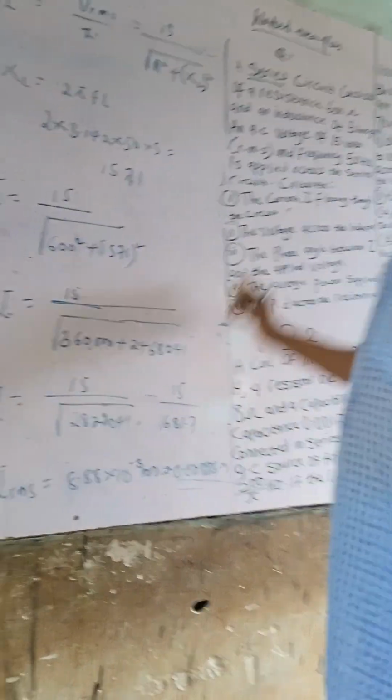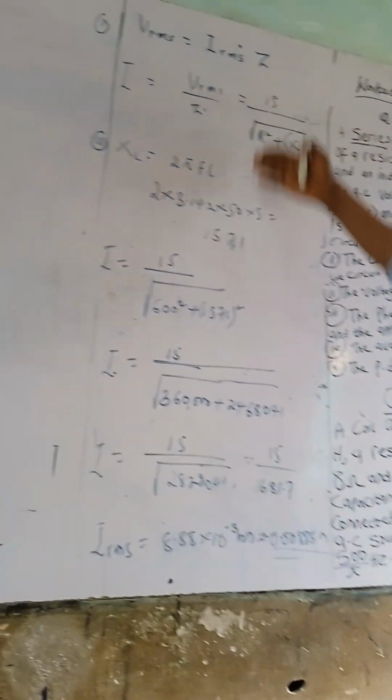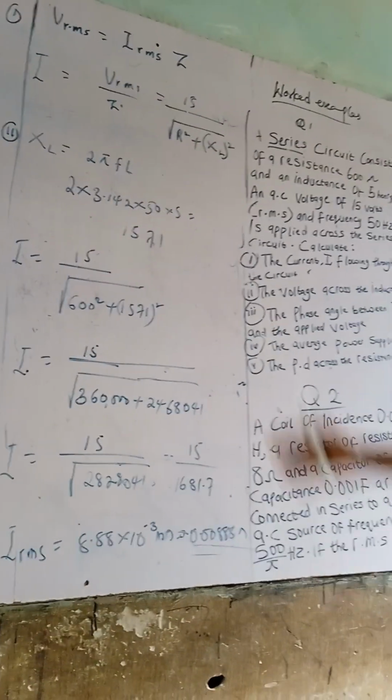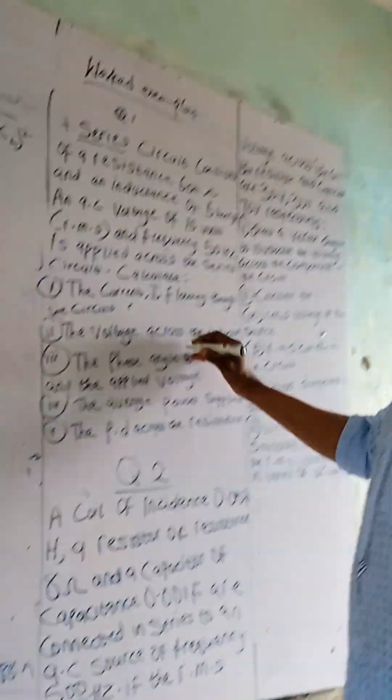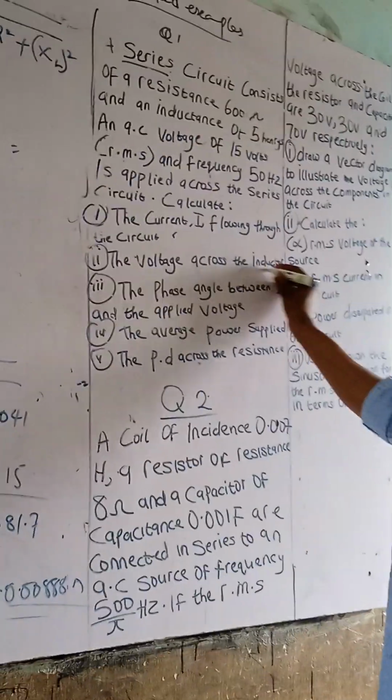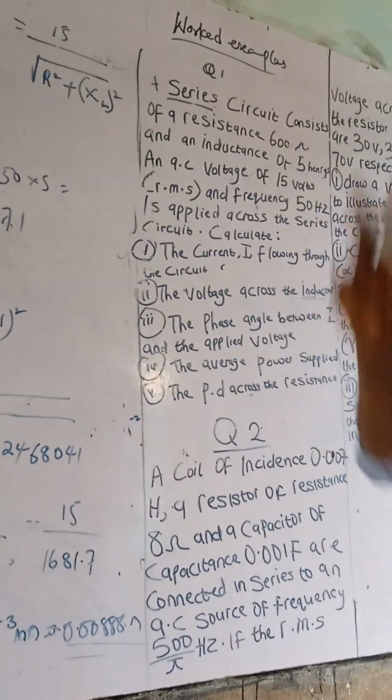That is the value of the current, and that is the answer to Roman figure 1. Please, you can show the analysis again, show the steps again. So now let's go to Roman figure 2. The voltage across only the inductor, not the voltage across the circuit.